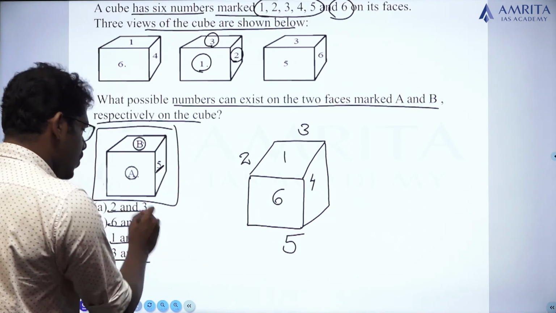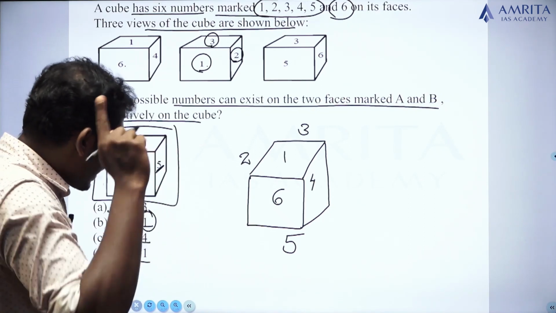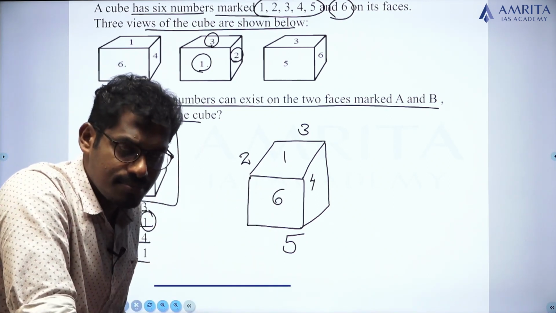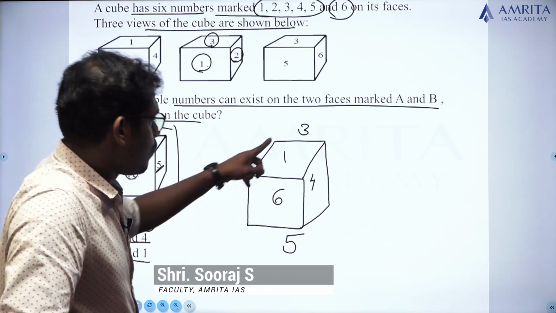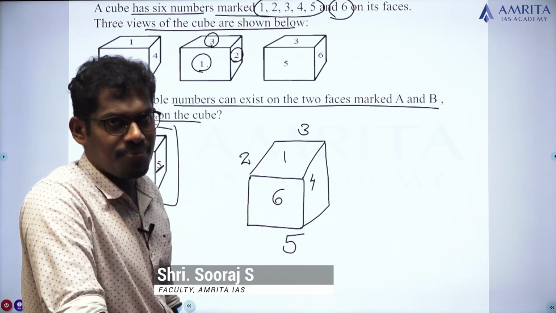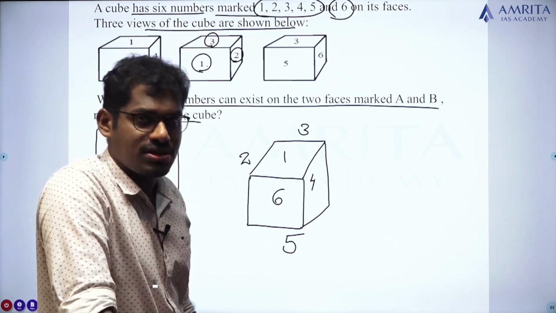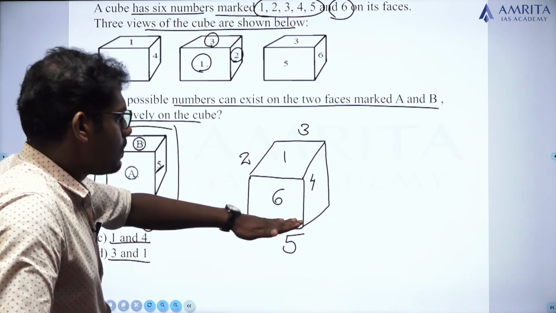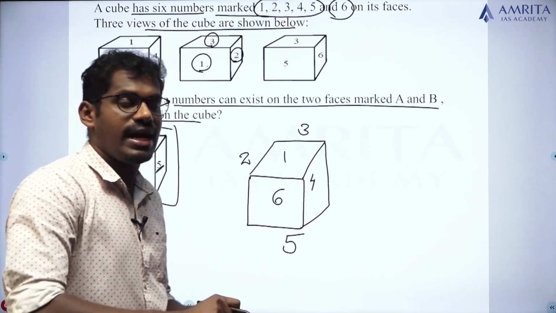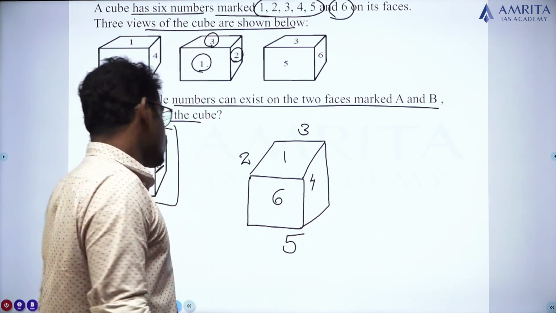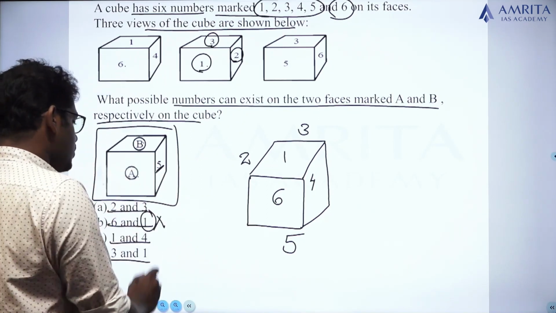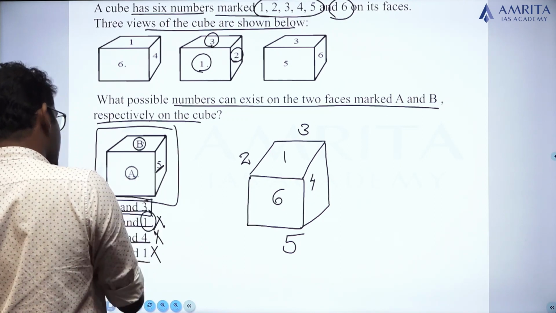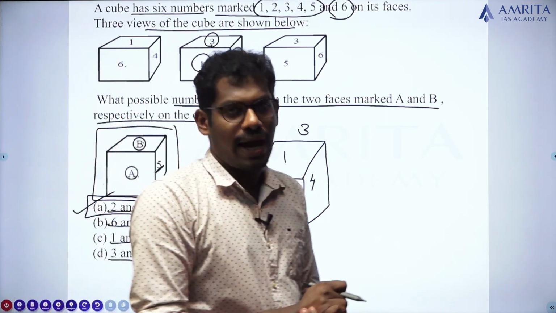3 options contain what? 1. Is there any possibility that 1 is adjacent to 5? No. Why? Because 1 is opposite to 5. So there is no chance that 1 is adjacent to 5. So 1 can never be an adjacent face to 5 because they are opposite faces. So 1 is not possible, 1 is not possible, 1 is not possible. The answer for this question will definitely be option A, 2 and 3.